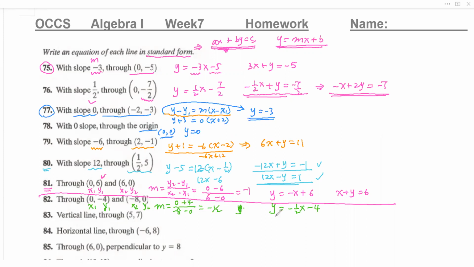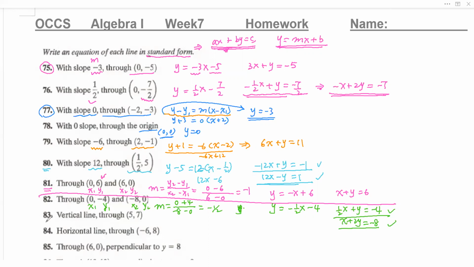So we can do some proper transform right now. Half x plus y equals negative 4. Let's make this one whole numbers. So you can become x plus 2y, both sides times 2, so it becomes negative 8. So both are correct. Okay. All right. Let's move down a little bit further.